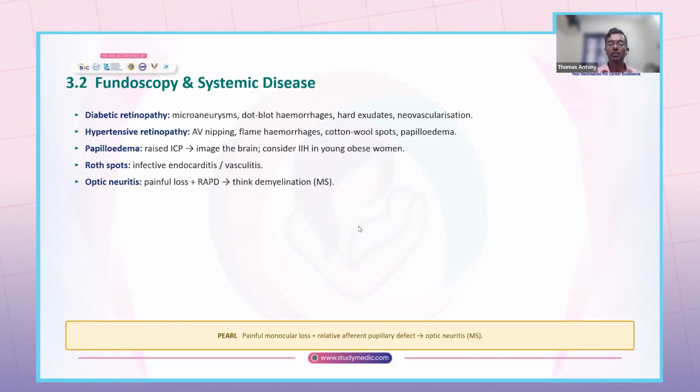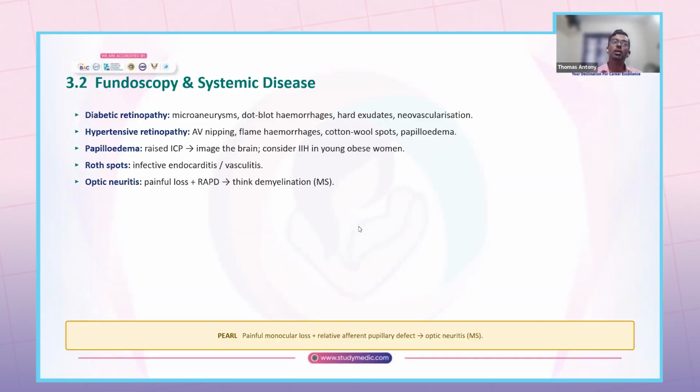Hypertensive retinopathy, you will have AV nipping, flame hemorrhages, cotton wool spots, and papilledema. In papilledema, you'll have raised ICP, so you have to go for imaging of the brain. Consider idiopathic intracranial hypertension in young obese females. So this is an important question. This can come even in cases.